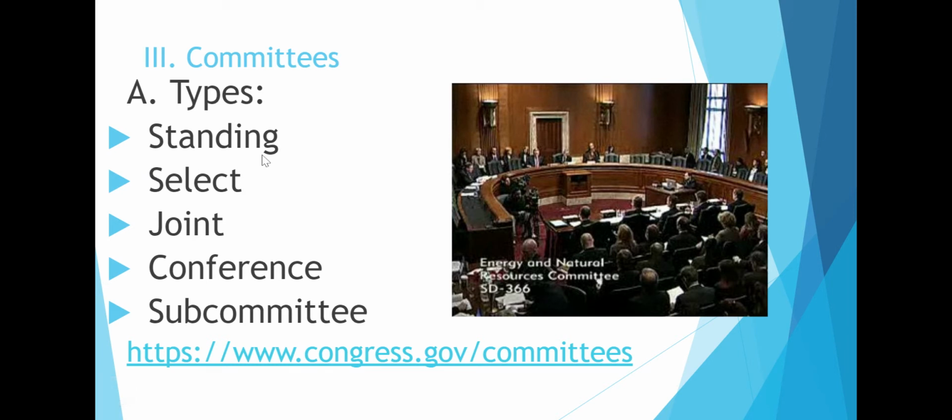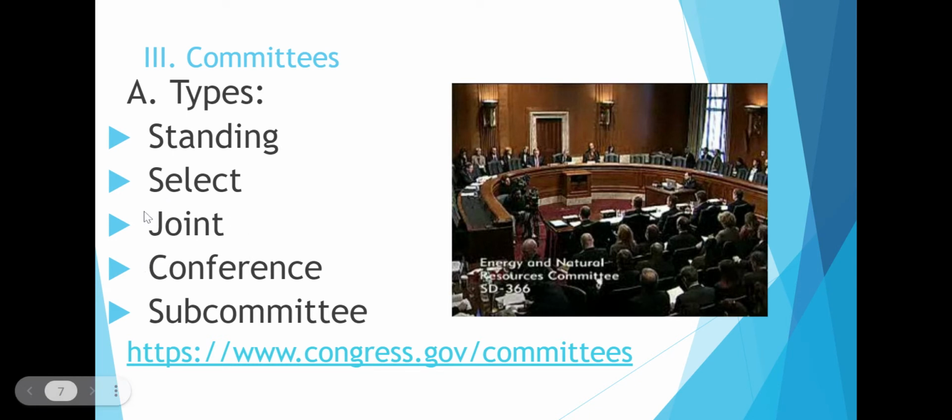Select committees are made up of members of just one of the two chambers of Congress. And their job is to investigate certain topics or events. Typically, they carry out an investigation, they reach a conclusion, they release a report, and then they're done. So select committees are temporary, made up of members of just one of the two chambers of Congress. There is a House Select Committee on the events of the January 6th insurrection at the Capitol. That is a select committee. It is temporary. They're conducting an investigation, and when they're done, they will release their findings in a report.